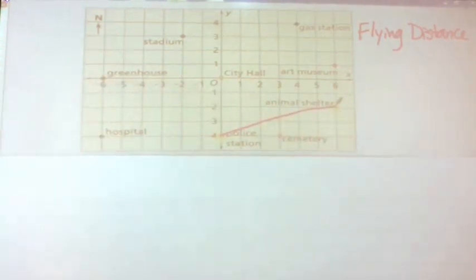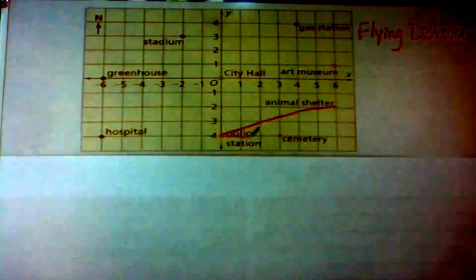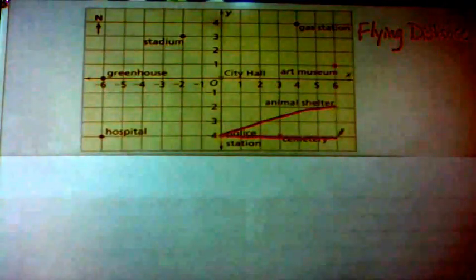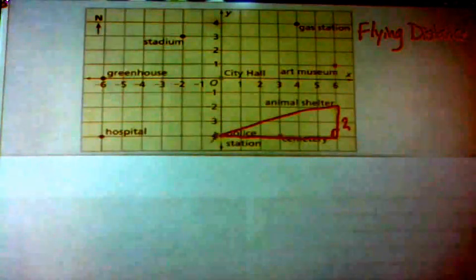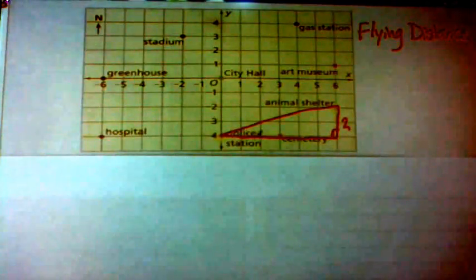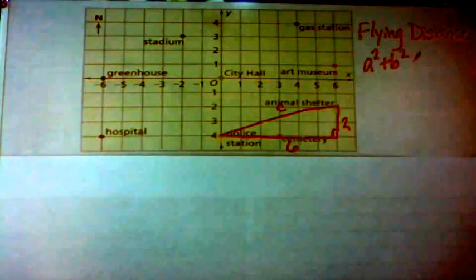Okay? So then I need to look and make a right triangle. So I'm going to go across and up. From here to here is 2 blocks. And from here to here, we're going to count 1, 2, 3, 4, 5, 6 blocks. Then I'm ready to use the Pythagorean Theorem. Again, my formula is a squared plus b squared equals c squared.